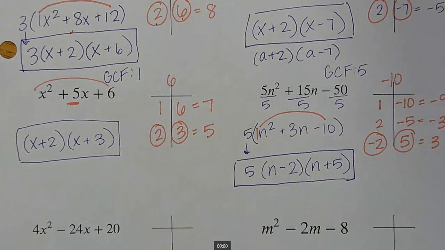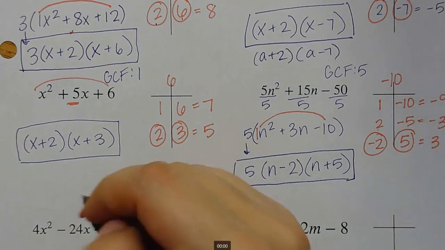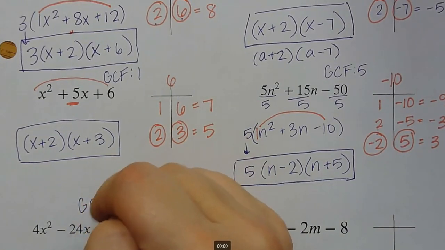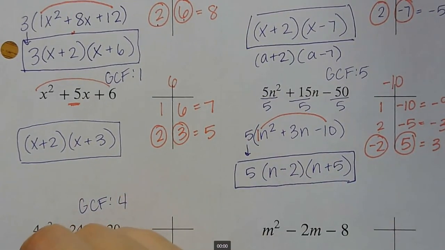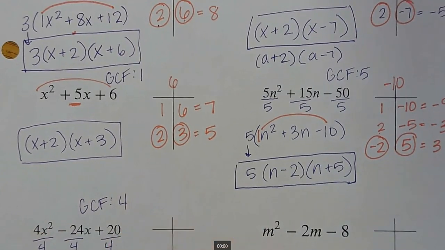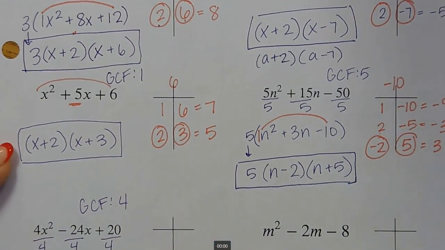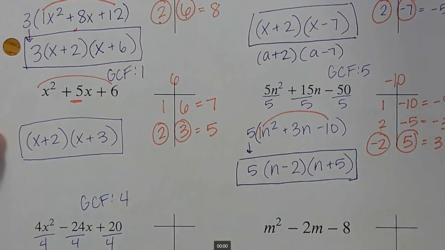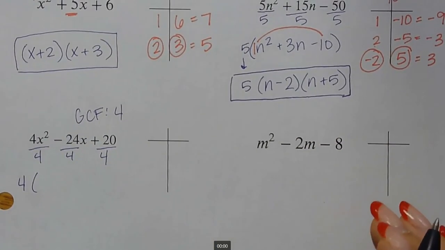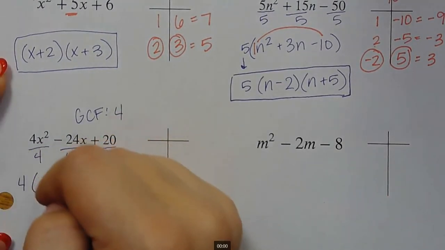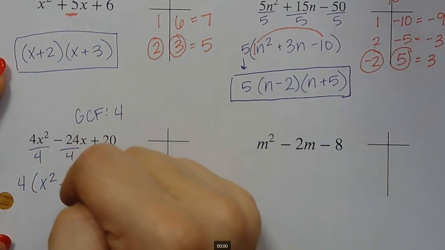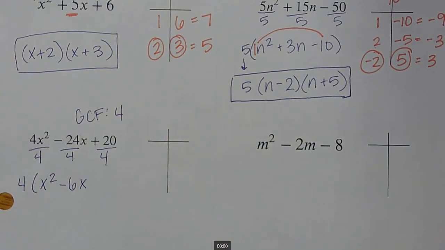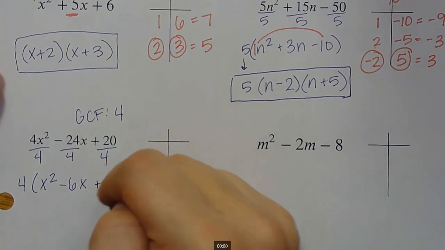All right, so 4x squared minus 24x minus 20. So we first need to find that GCF. In this case, it would be a 4. I can divide a 4 out of all three terms. So I'm going to divide by 4 on all three terms. And I bring down the 4 in parentheses. Okay. So when I do this, 4x squared divided by 4 is just x squared. Negative 24x divided by 4 is negative 6x. 20 divided by 4 is positive 5.